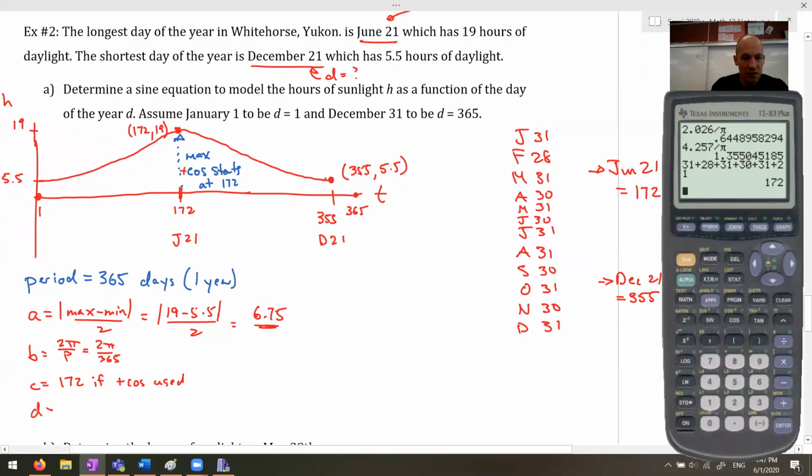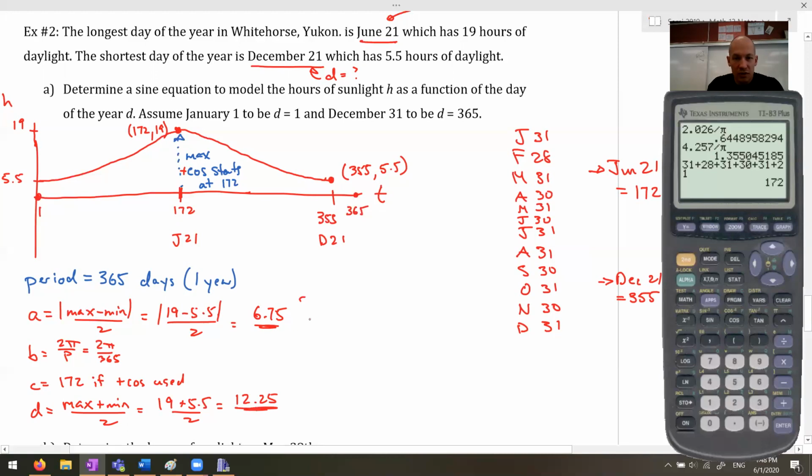D, of course, D is equal to, and I'm going to go max plus min over 2. So that's 19 plus 5.5 over 2, so that's going to be 24.5 divided by 2 is 12.25.